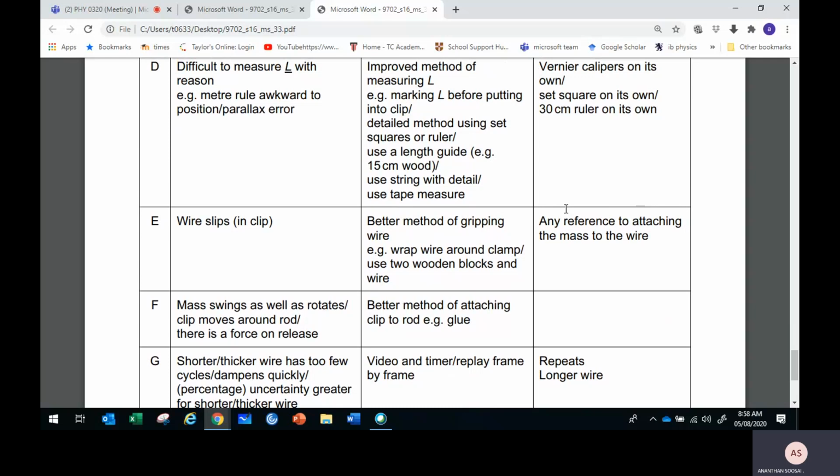Then yeah, this one, wire slips. Better method of gripping the wire. Wire slips, oh, from the clip. Use 2 wooden blocks, wrap the wire around the clamp, use 2 wooden blocks instead of the clip. Yes. Maybe the clip is not that strong. When you turn it, I think it slips. The wire slips. It's better to use wooden blocks and clamp it more tightly.